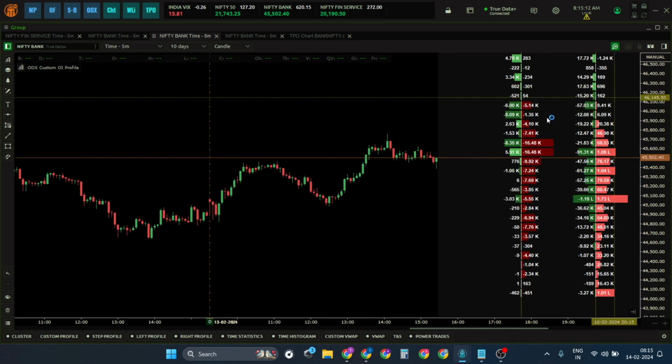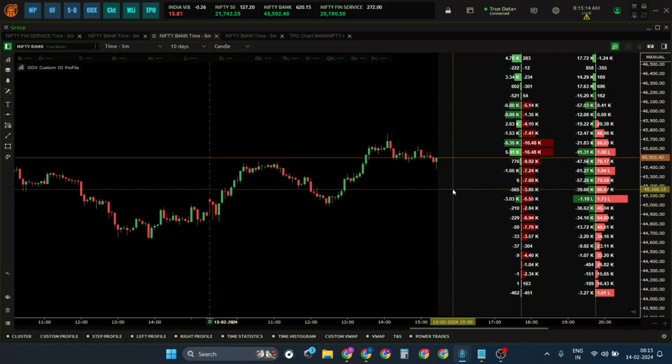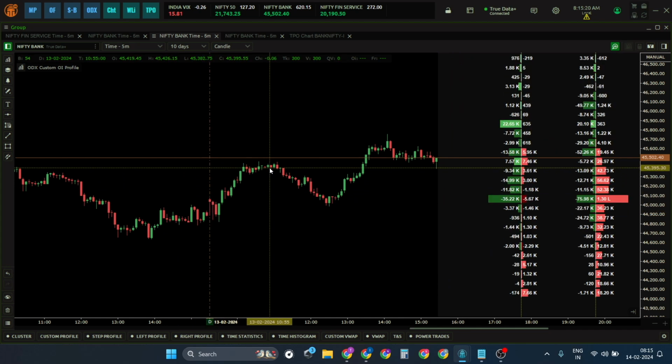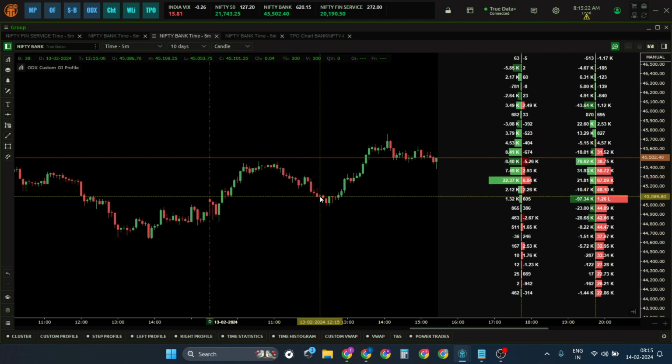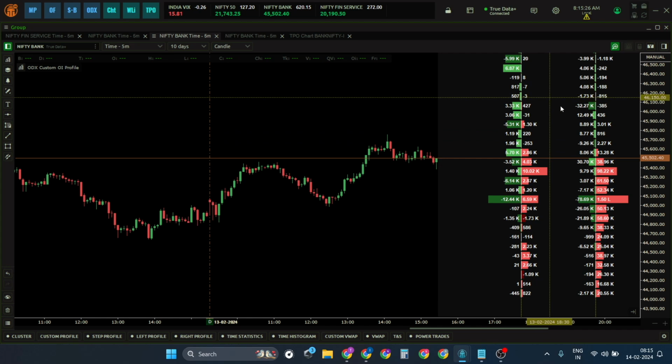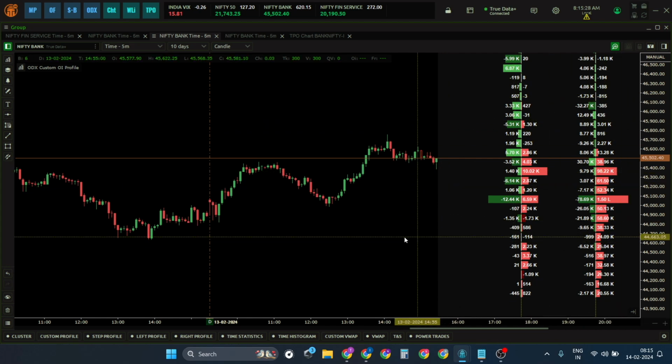So I have selected 32 strikes here for better understanding. That's the reason I have switched my chart here. If I click on any part of the candle, everything is changing. So what is this confusing? You said OI change, and I don't know what this confusing data is. So nothing confusing, just give me 1 minute.